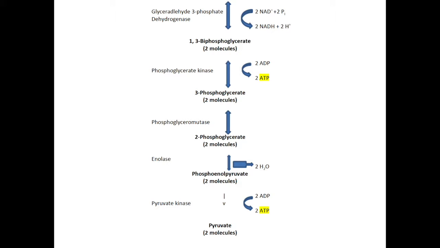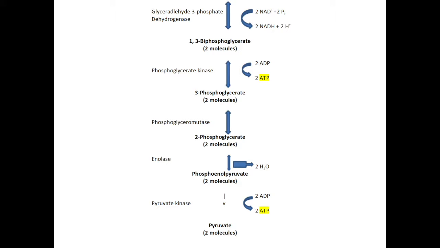In the next step, 1,3-biphosphoglycerate is converted to 3-phosphoglycerate by the enzyme phosphoglycerate kinase. This reaction involves the loss of a phosphate group from the starting material. The phosphate is transferred to a molecule of ADP, which yields our first molecule of ATP. Since we actually have two molecules of 1,3-biphosphoglycerate, we synthesize two molecules of ATP at this step, leaving us with a net of 0 ATP molecules up to this stage of glycolysis.